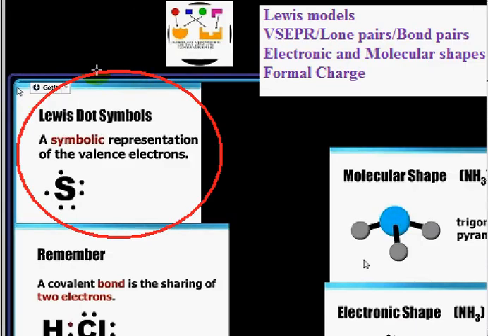At its simplest, the Lewis dot symbols are just a symbolic representation of the valence electrons. That means, again, from the previous tutorial, that we're looking at the outermost shell on the atom. We're looking at the valence electrons, which are electrons within this outer shell, but we're only interested in the outer electrons because these are the ones that are involved in bonding. So we've got the electrons on the outside, and we're going to make reference now to lone pairs and bond pairs.